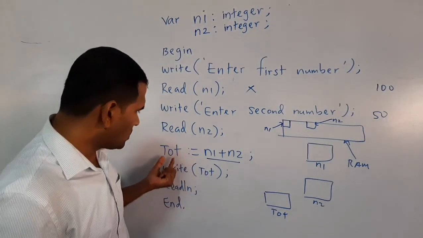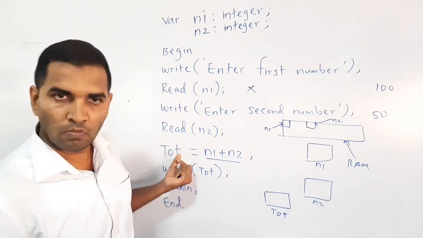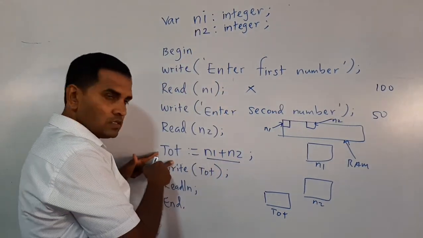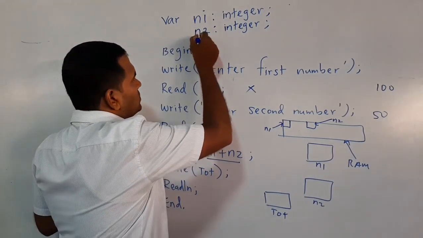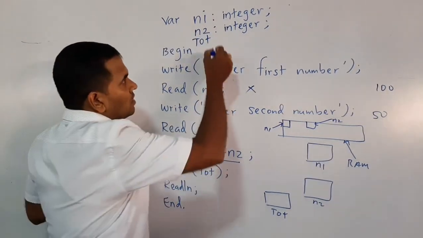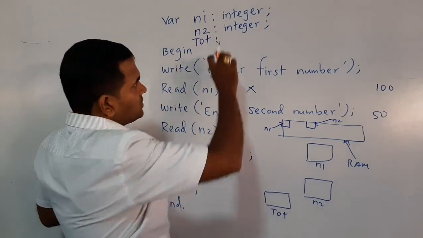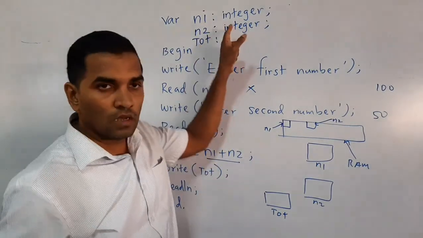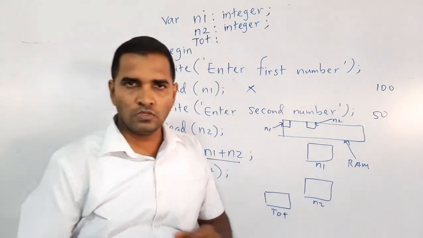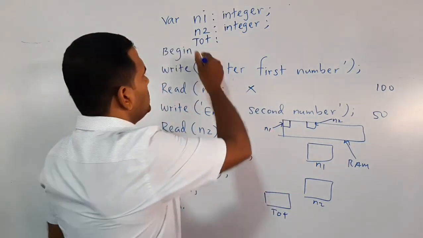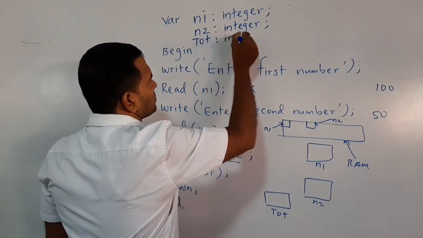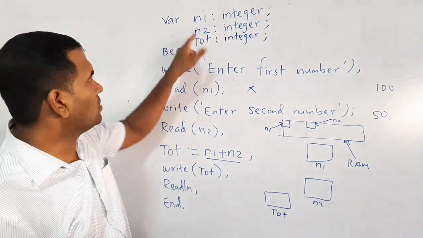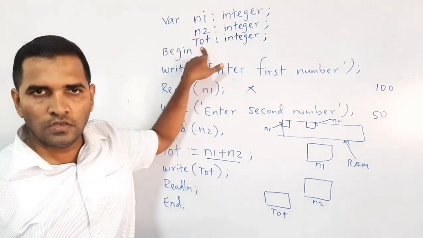So now, this is another variable. This must be introduced at the beginning. So after N2, I must write the variable name. Here it is TOT, variable name, colon symbol. Since your two numbers are whole numbers, definitely your answer will be a whole number. So TOT colon integer, semicolon. So now that has been introduced, right?